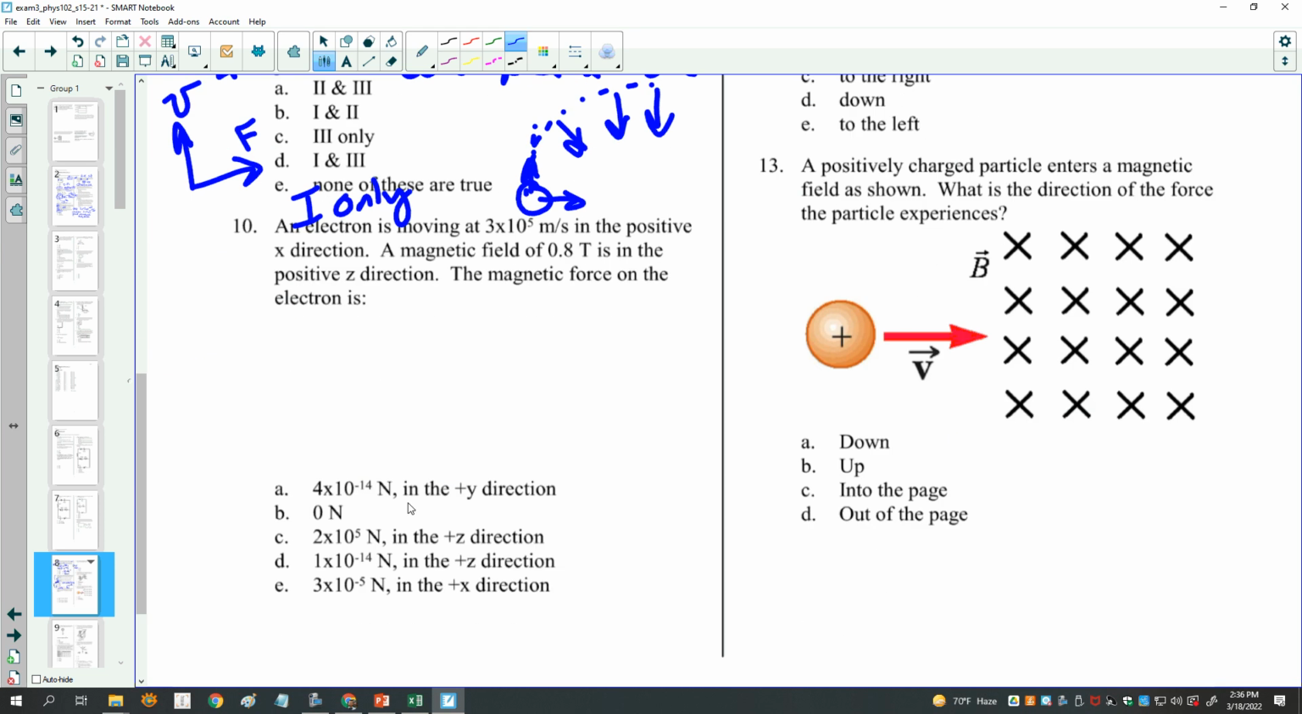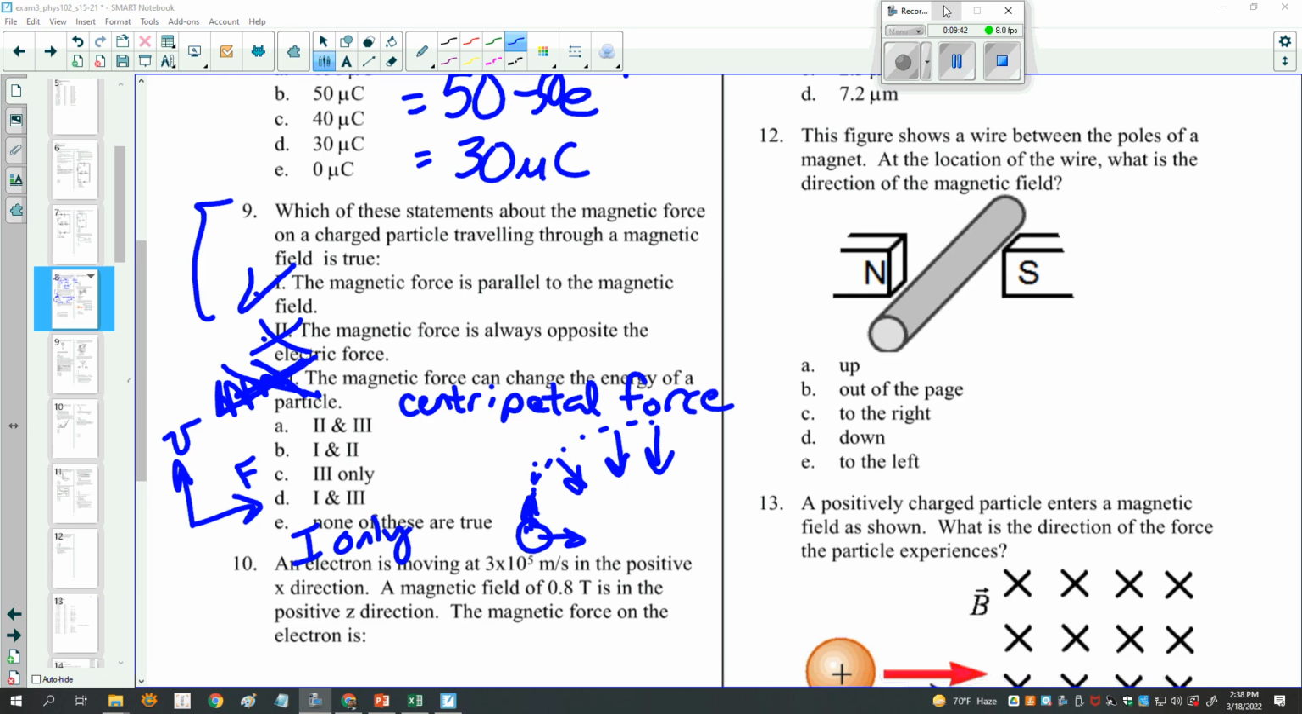All right, an electron is moving at 3 times 10 to the fifth in the positive x direction. Magnetic field of 0.8 Tesla. Hold on, let me just check on that, y'all. Okay, y'all, sorry about this. I don't know what I was thinking. Not really thinking. This is also not true. So the answer to this is going to be E.